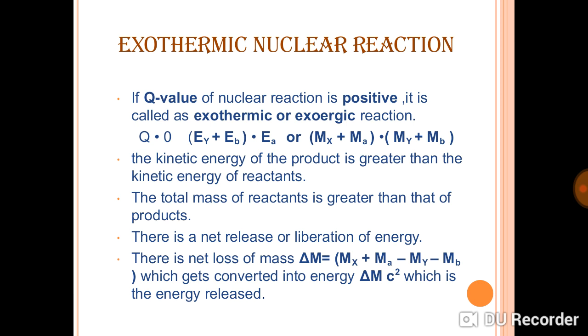There is a net loss of mass equal to delta M, where delta M is equal to Mx plus Ma minus My minus Mb, and this net loss of mass gets converted into energy equal to delta M c square, which is the liberated or released energy.